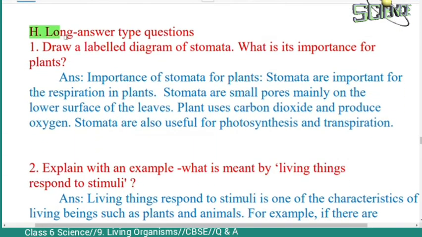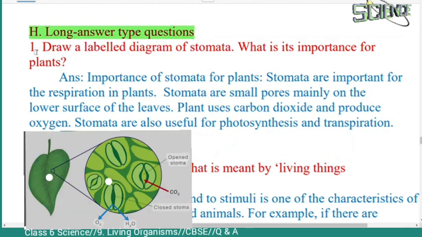Next main H, long answer type questions. First question, draw a labeled diagram of stomata. What is its importance for plants? So this is the diagram for stomata which is present in the leaves. And we will see the answer.